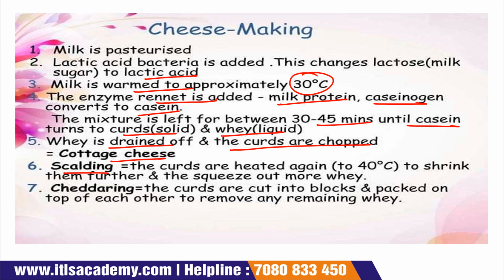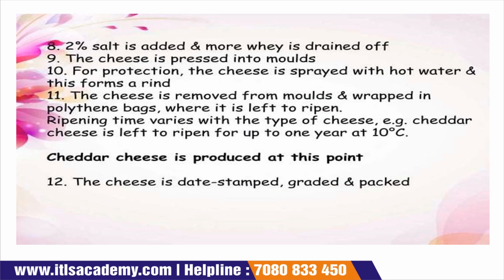Cottage cheese scalding: the curd is heated again to 40 degrees to shrink it further and squeeze out more whey. Cheddaring: the curd is cut into blocks packed on top of each other to remove any remaining whey. Then 2% of salt is added and more whey is drained off and the cheese is pressed into a mold. Then for protection, the cheese is spread with hot water and this forms a rind. The cheese is removed from the mold and wrapped in a polythene bag where it is left for ripening.